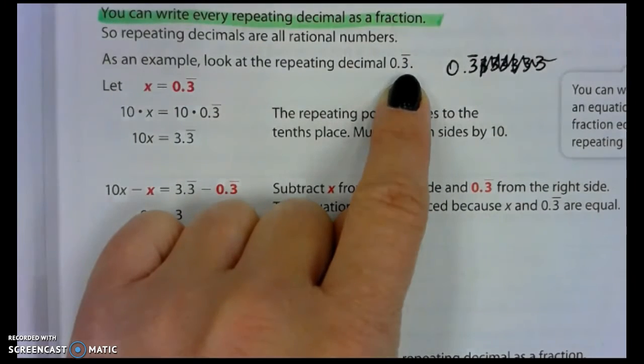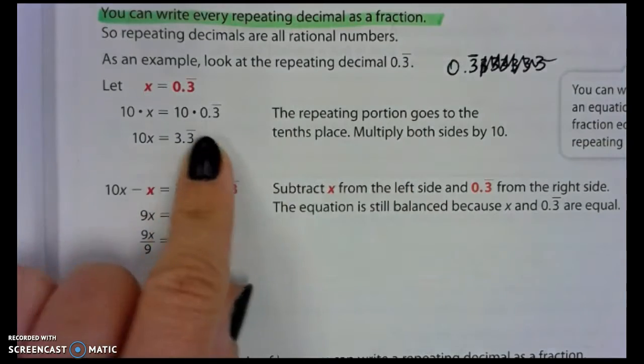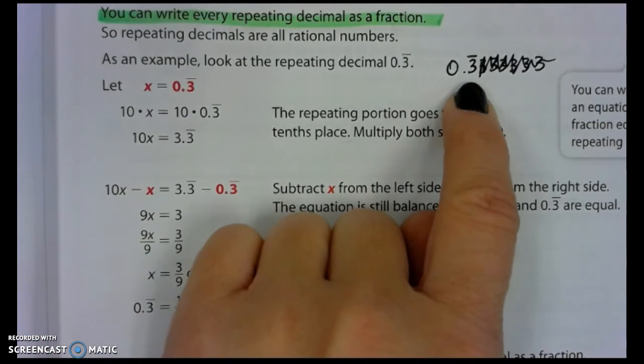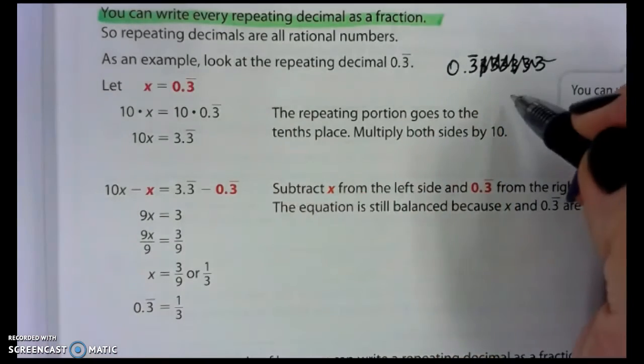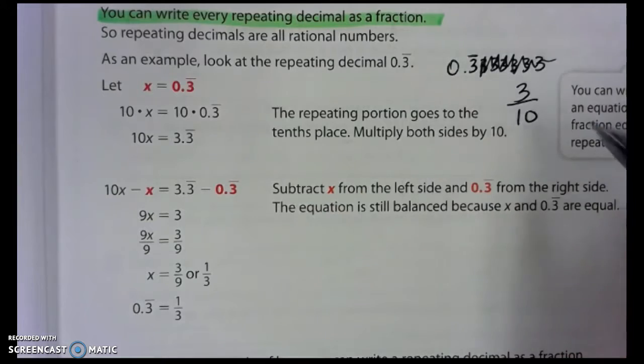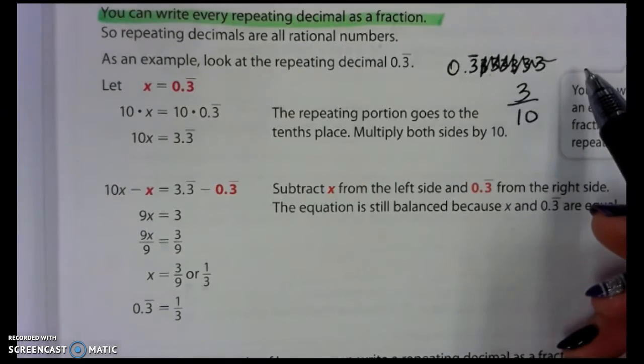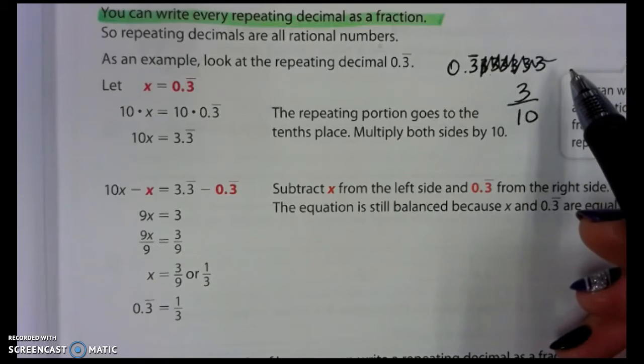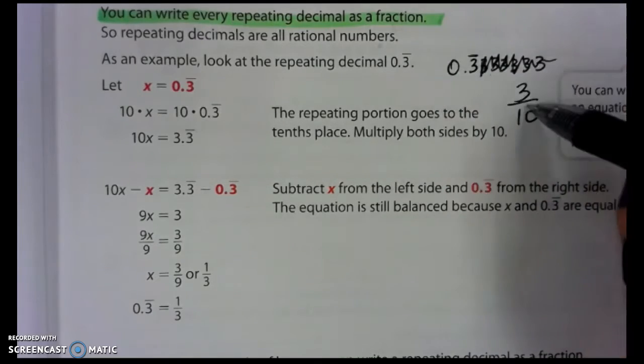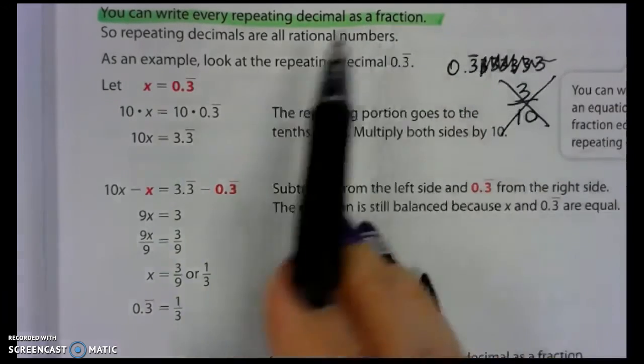Okay, it makes it easier to use. Now they want us to take 0.3 repeating and write it as a fraction. We cannot write it as 3/10 because it has more. It's got a 1/3 more after that, right? That's why we have to be able to convert this. So it is not 3/10.